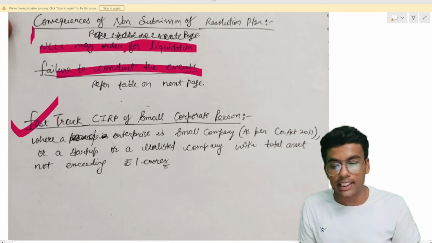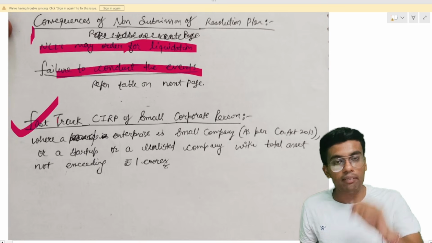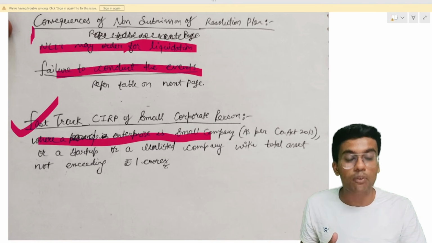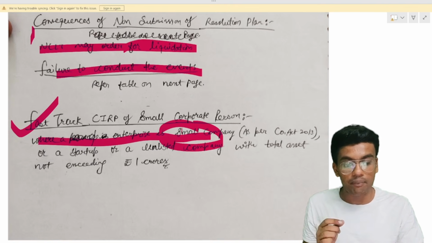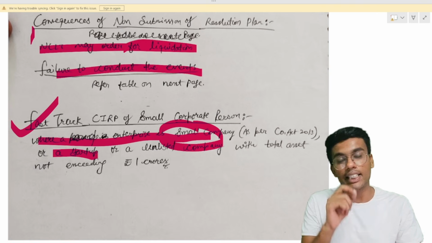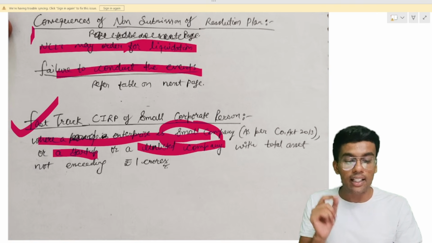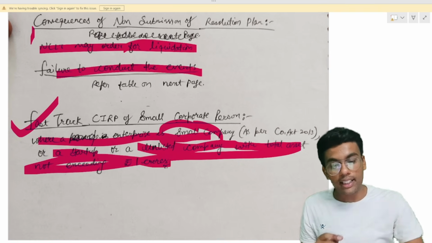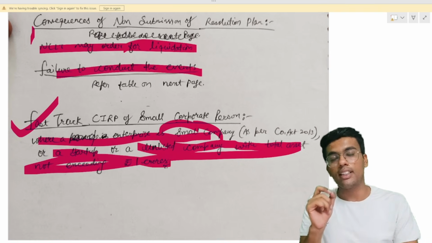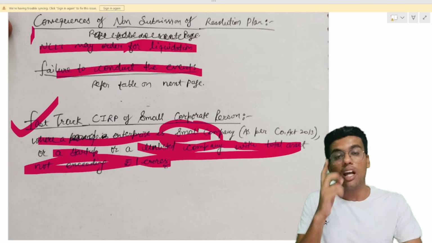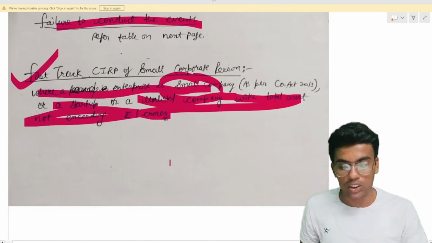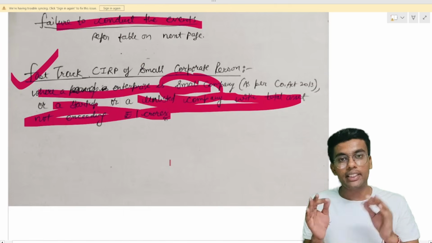For whom is a fast-track CIRP applicable? It is applicable for a small corporate person, where an enterprise is a small company as per the definition in the Companies Act, or a startup as recognized by the DPIIT, or a listed company with total assets not exceeding rupees 1 crore. For unlisted companies, if the total assets are not exceeding ₹1 crore, in such a case those companies can also go ahead with the fast-track CIRP process. This was all about your IBC revision.